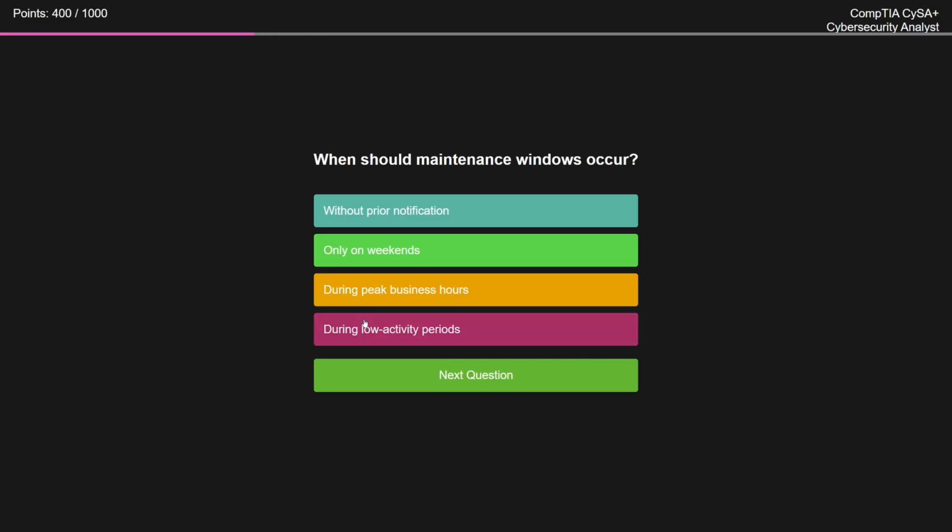So during low activity hours is what I would pick. Because even on the weekends, people could still be open on the weekends. So that's definitely wrong. During peak business hours, that's 100% wrong. And without prior notification, that's 100% wrong too.